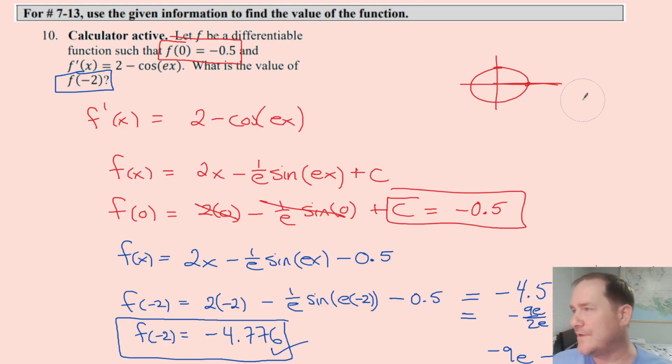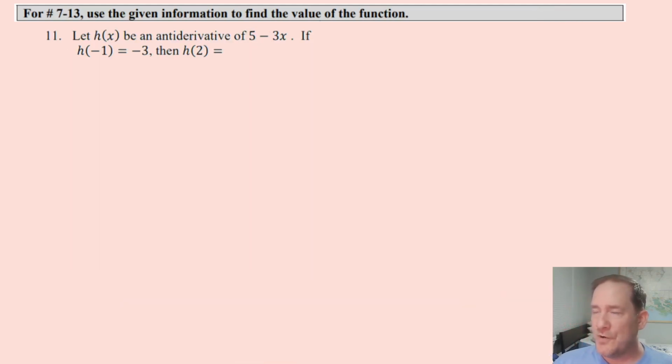That's 10. We've still got an 11, 12, and 13, and we're creeping up on an hour long in this video. So let's keep rolling. This says, let h of x be an antiderivative of 5 minus 3x. If this is true, then what is that? This is the same question again. Let h of x be an antiderivative of that thing.